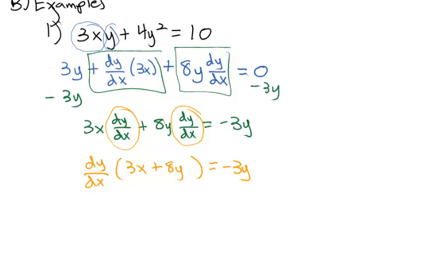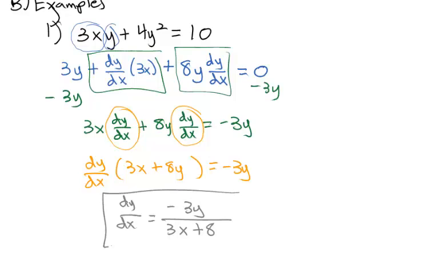Pretty simple from here. We divide both sides by that factor, and dy/dx is equal to negative 3y over the 3x plus 8, and we have our derivative taken implicitly. So that's this idea of implicit differentiation.